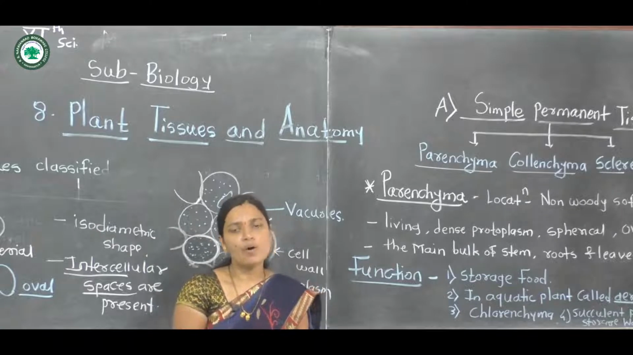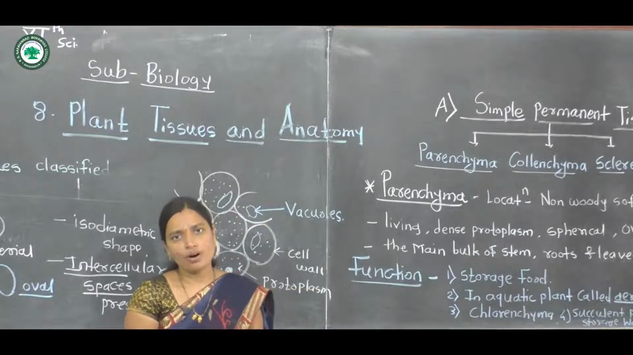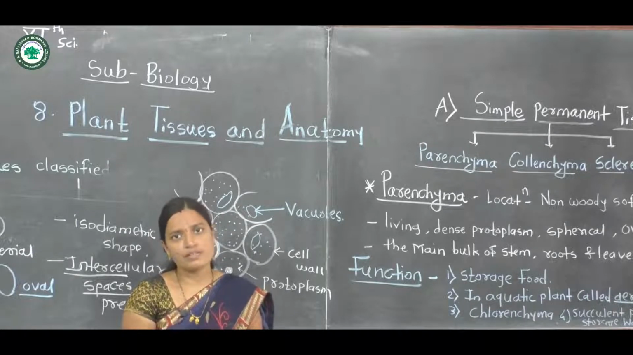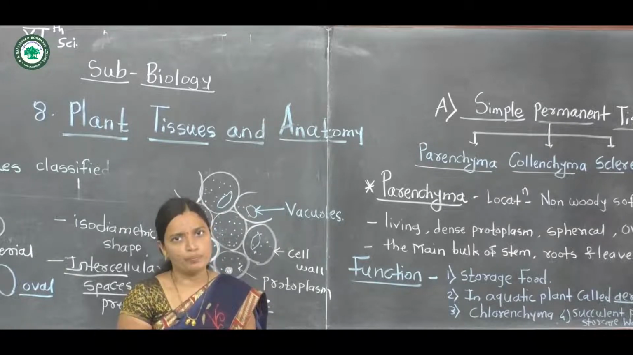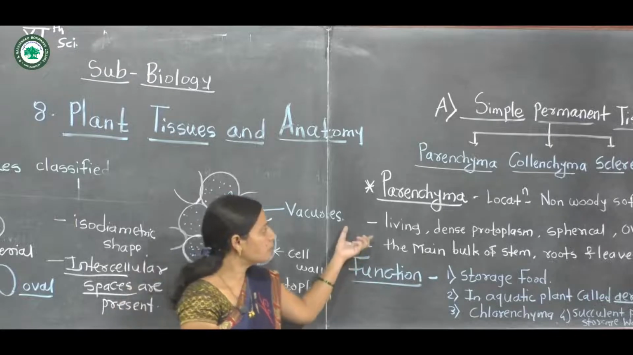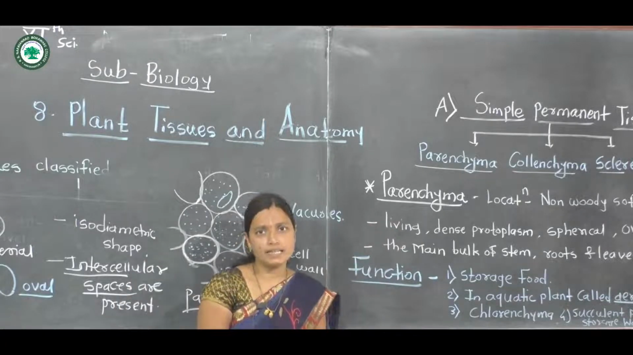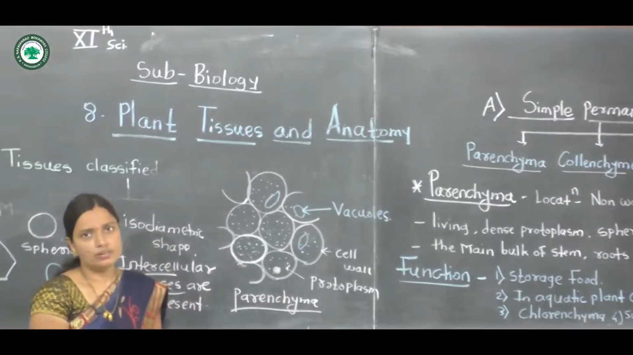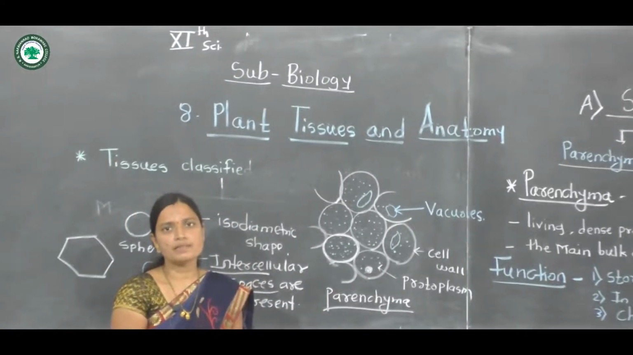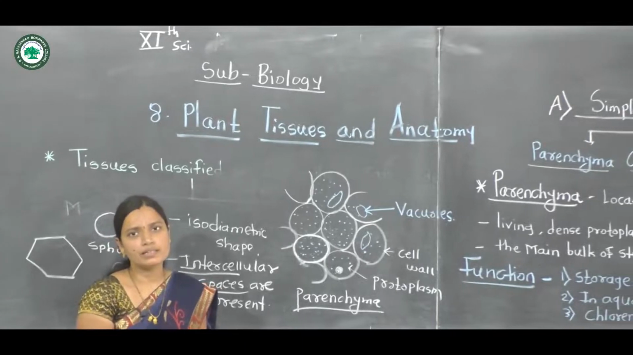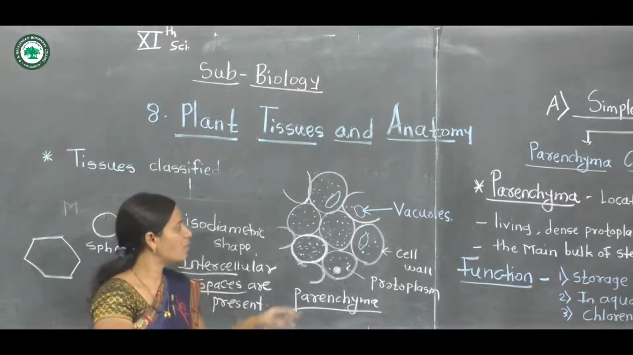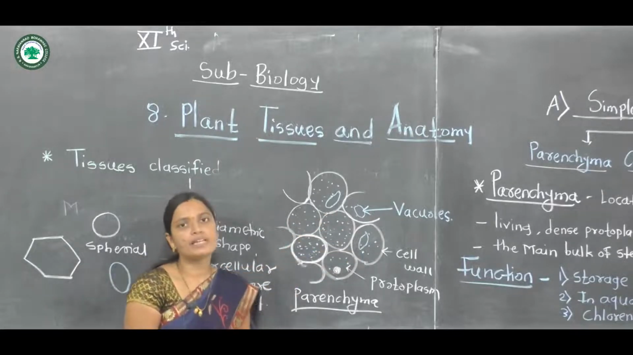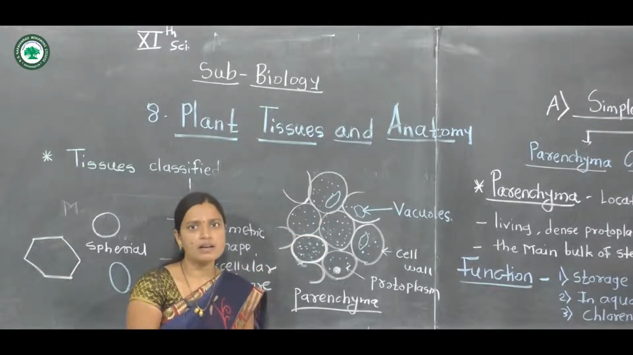It is found in the non-woody region, or the soft region of the leaves, fruits, flowers. In this region, this parenchyma is found. Inside of the cells are found the vacuoles and cytoplasm, meaning the protoplasmic contents are found in these cells. Another most important character of this parenchyma is that the intercellular spaces are present.